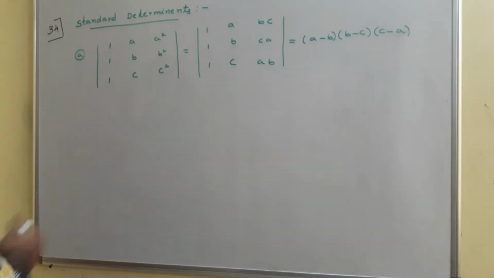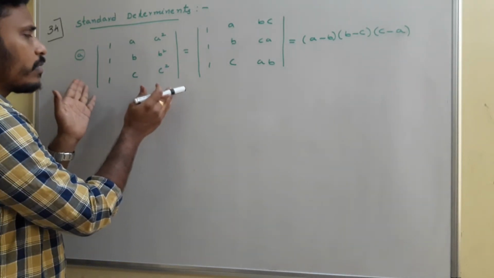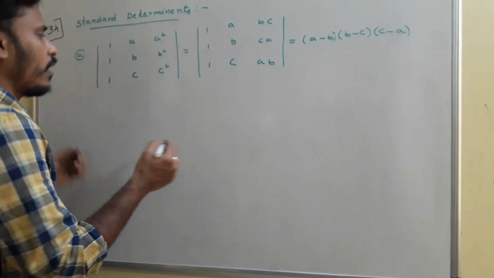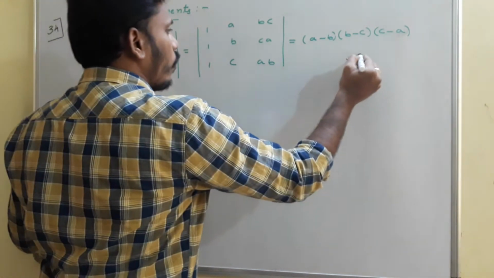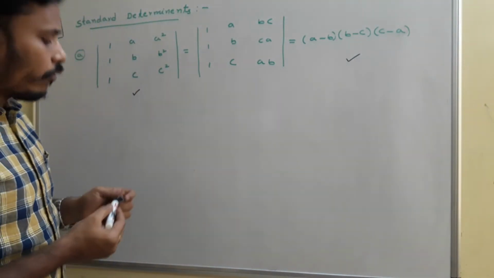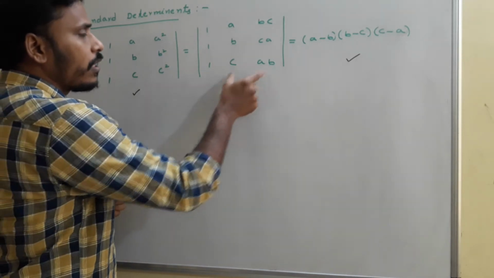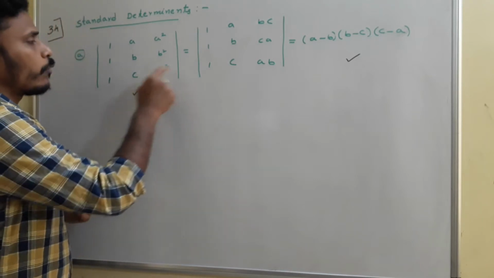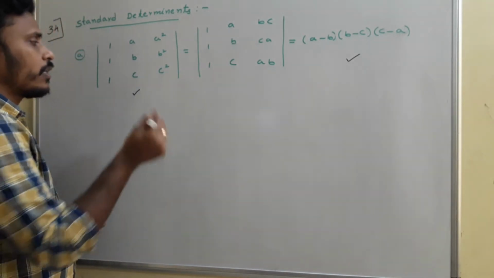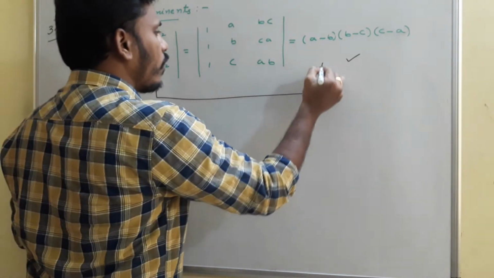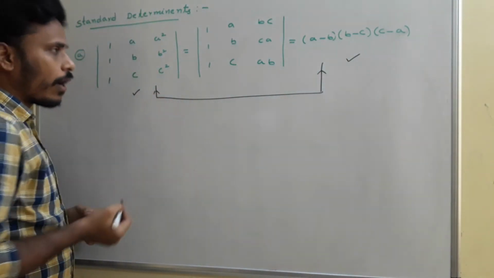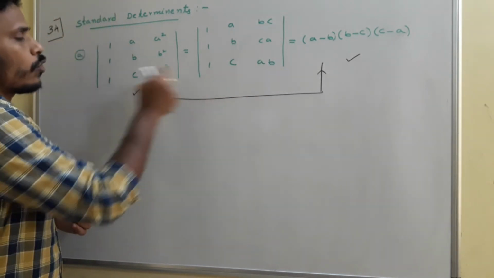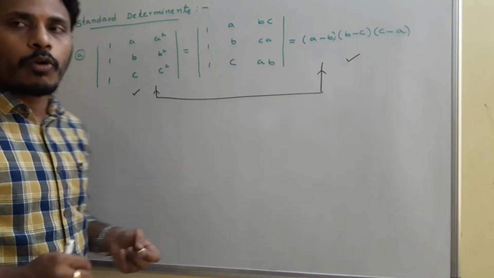See, we proved the first part: this determinant 1 1 1, a b c, a square b square c square, equals a minus b into b minus c into c minus a. As we discussed, these two parts are equal. Okay. Now we need to prove that this determinant equals again a minus b into b minus c into c minus a, or we need to prove the values of these two determinants are equal. We proved this first one is directly equal to this one. Now our work is to prove either these two are equal or these two are equal. If you prove any one of those two, then the problem gets completed.